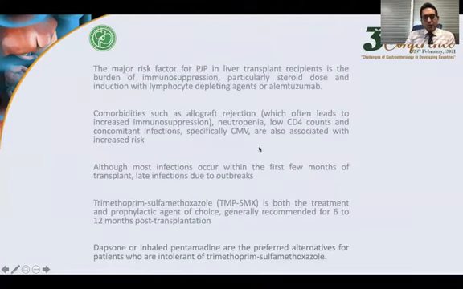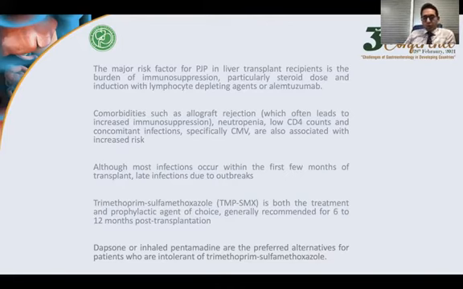The major risk factor for PJP in liver transplant recipients is the burden of immunosuppression, particularly steroid dose, and induction with lymphocyte depleting agents or alemtuzumab. Comorbidities such as allograft rejection, neutropenia, low CD4 counts, and concomitant infection, specifically CMV, are also associated with increased risk of PJP. Although most infections occur within the first few months of the transplant, later infections due to outbreaks are also mentioned in the literature.